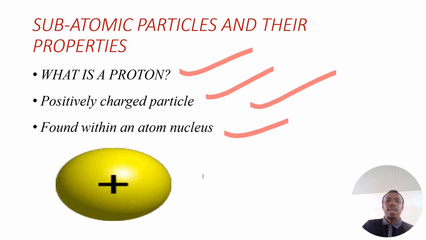And it is positively charged. So you can see this is a proton. It is positively charged. So please take note of that. A proton is found inside the nucleus of an atom, and it is positively charged. So it's one of the subatomic particles that has a positive charge and is found within an atom's nucleus.